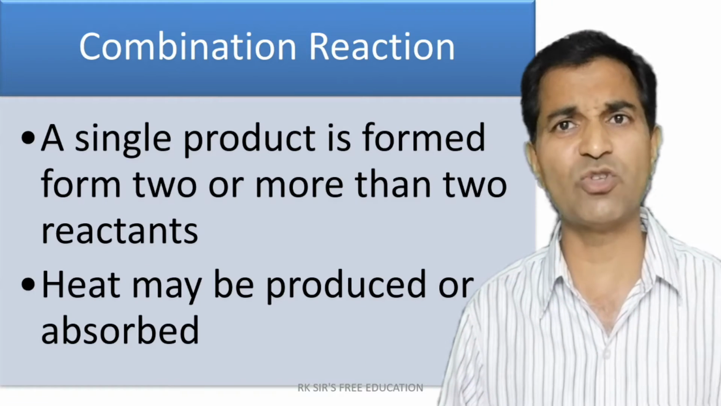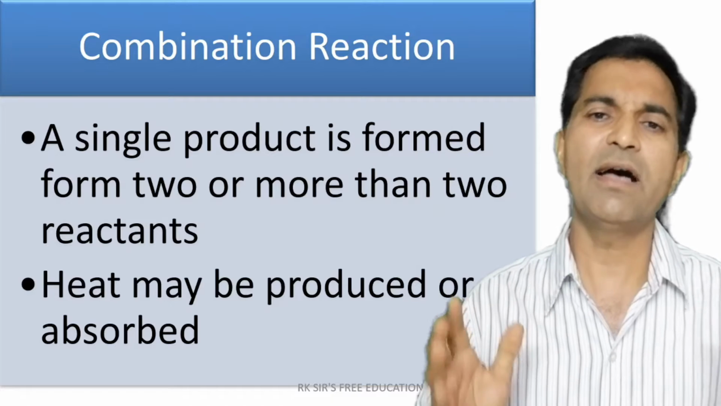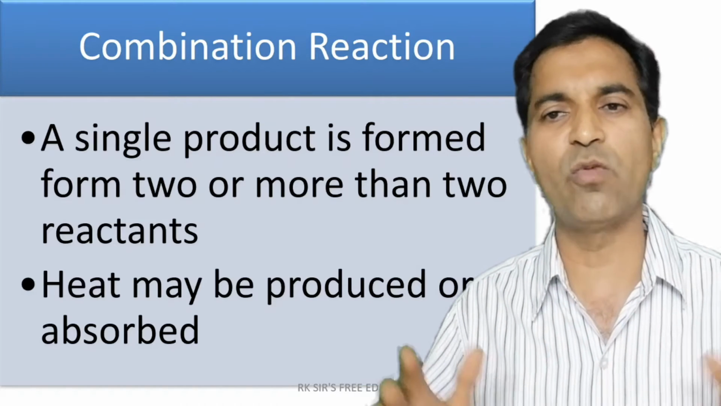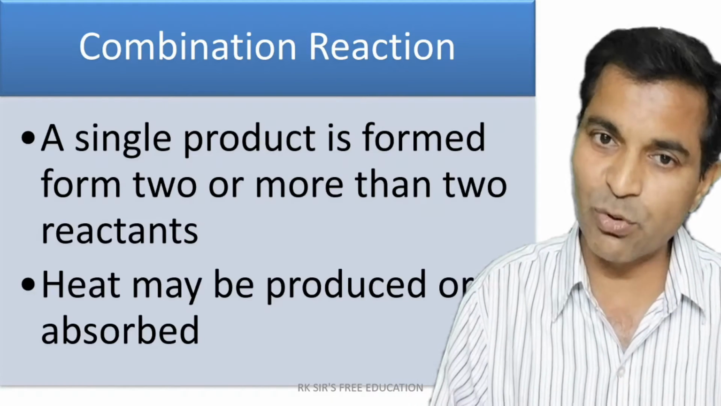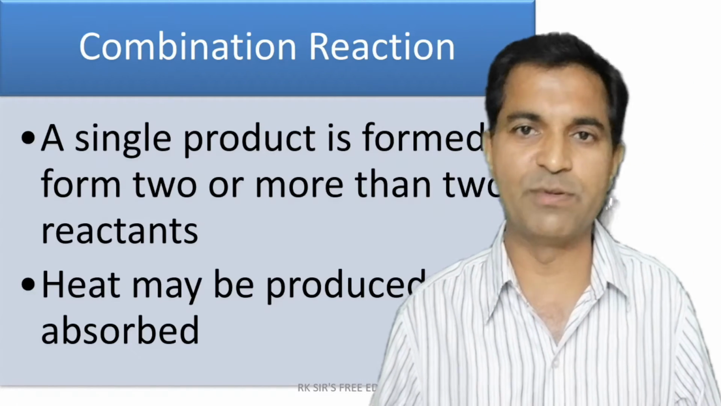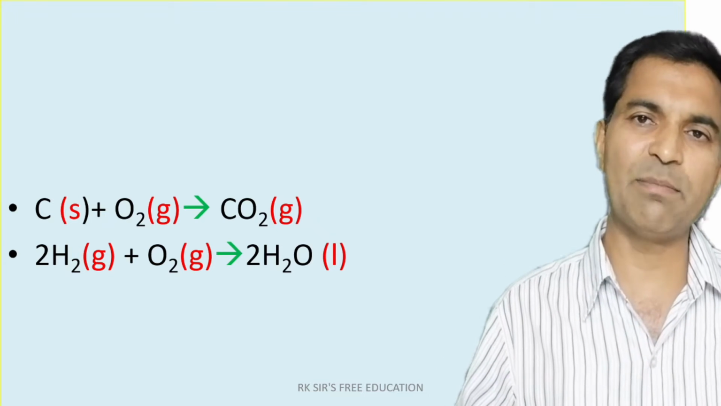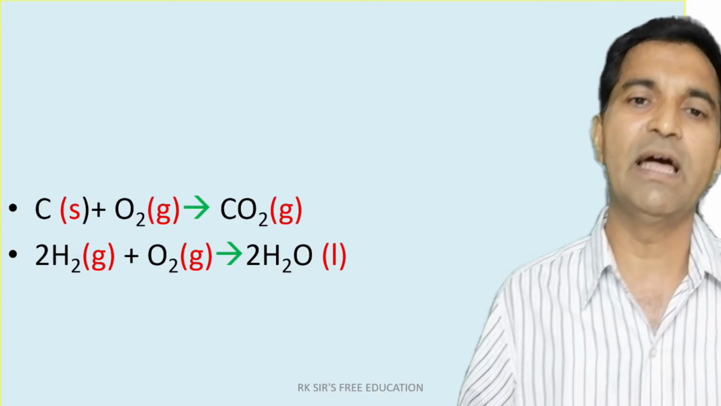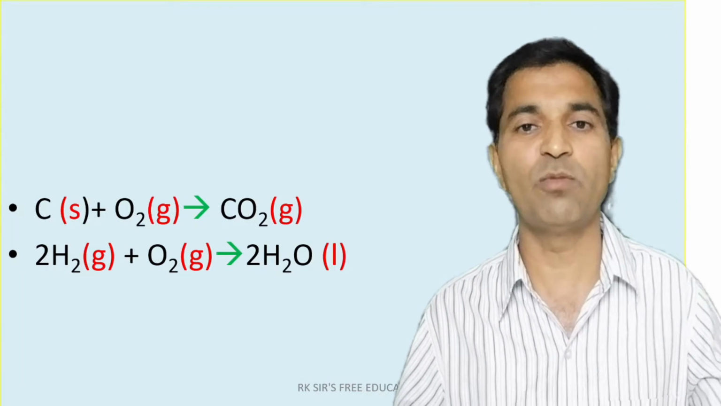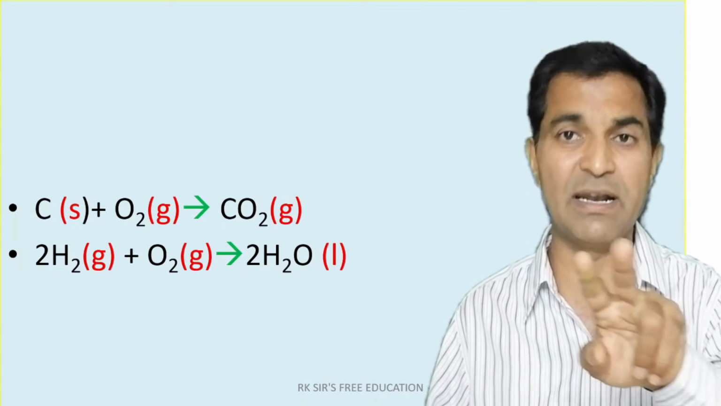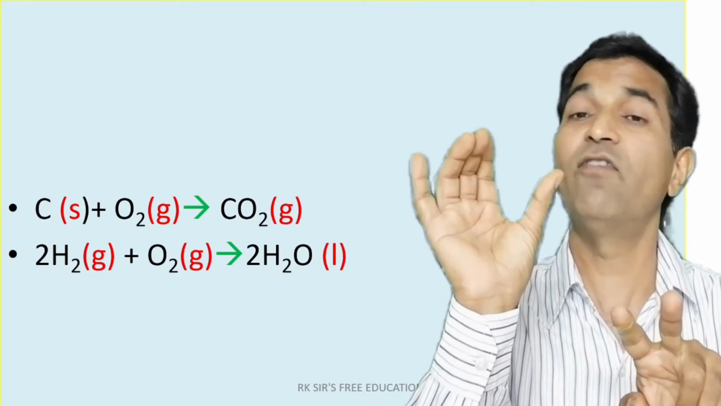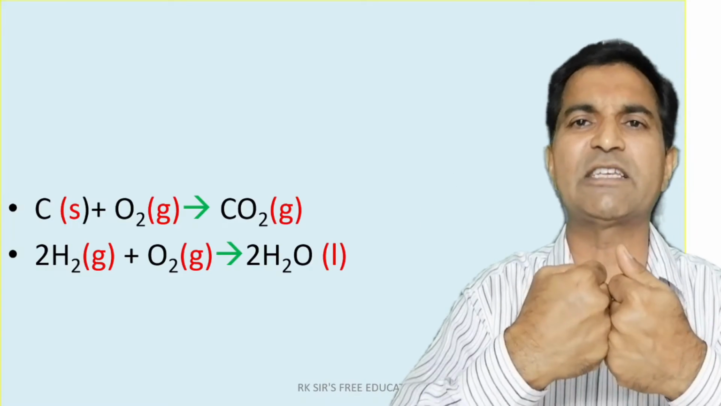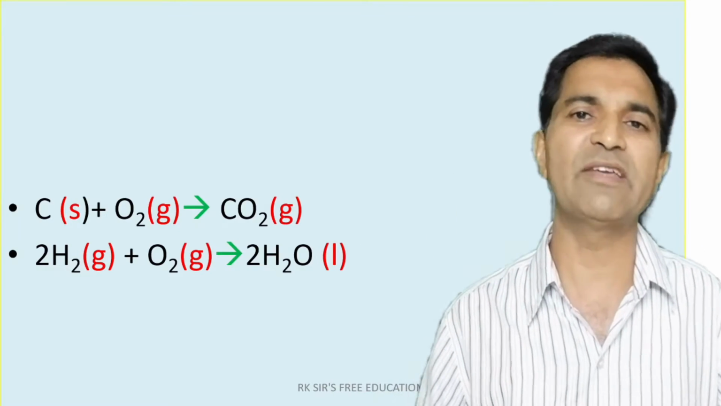Now let us take the case of combination reaction. As the name itself indicates, a single product is formed from 2 or more reactants. Heat may be produced or may be absorbed. Let us take an example. Carbon when it reacts with oxygen produces carbon dioxide, and hydrogen reacts with oxygen to produce H2O. Means 2 elements are there, carbon and oxygen, and they produce one compound, that is carbon dioxide. The combination of different elements takes place. So this is known as combination reaction.